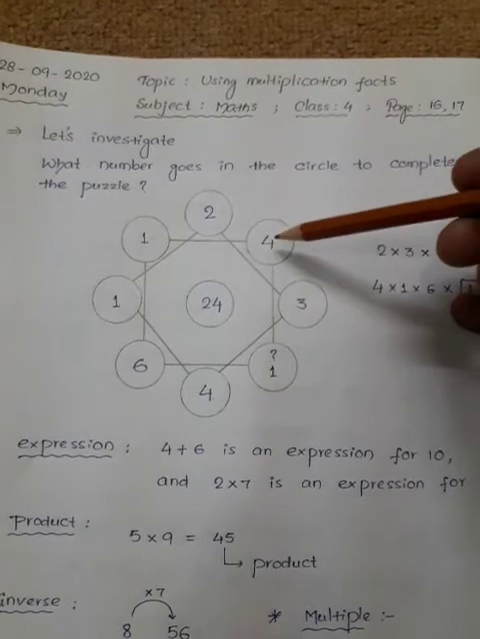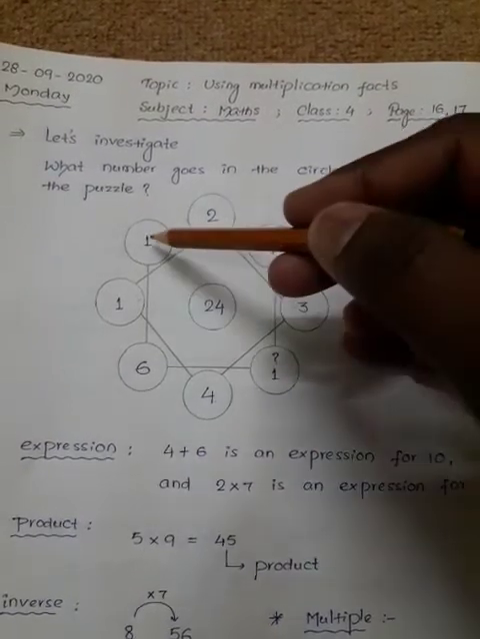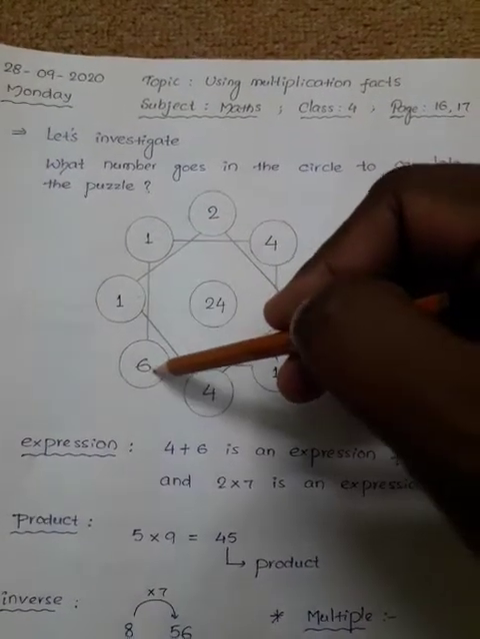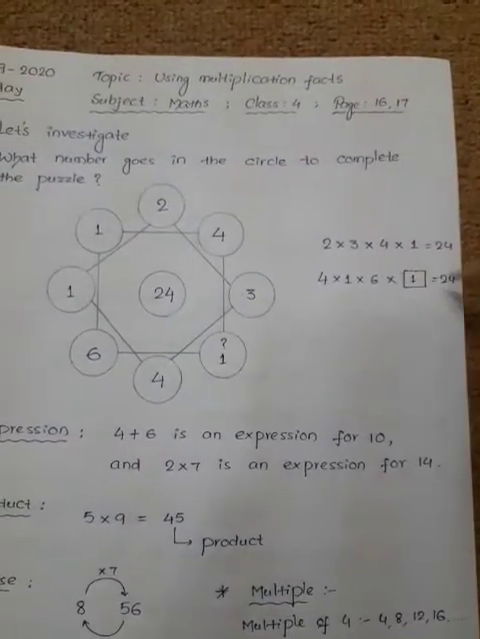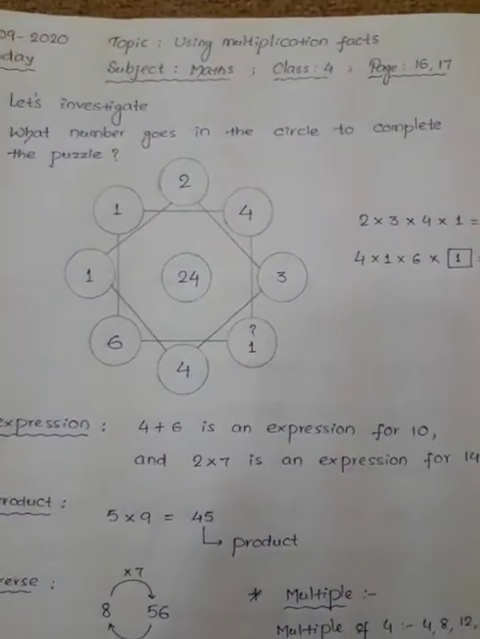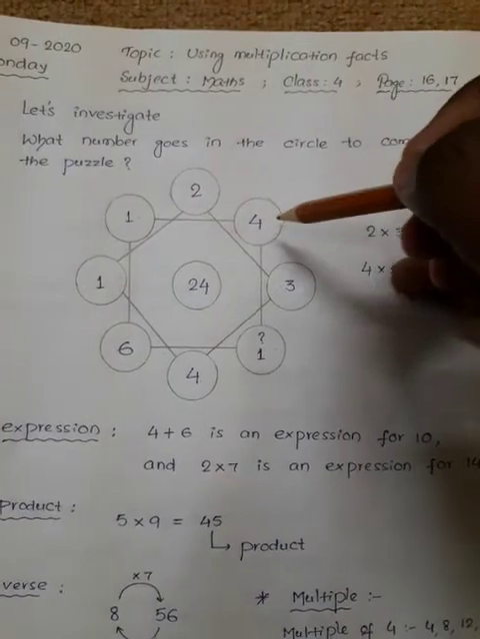So the next number is corners. Now these corners: 4 multiply by 1 is 4. 4 multiply by 6 is 24. So 24 multiply by 1 is 24. So what is the answer here? 1. Understand? So one more time.